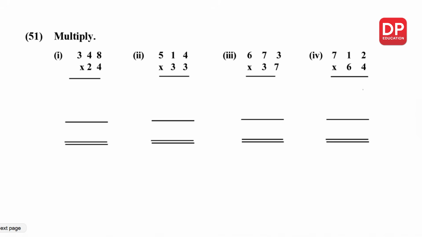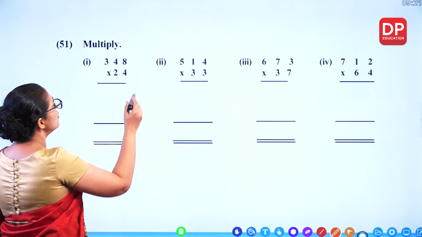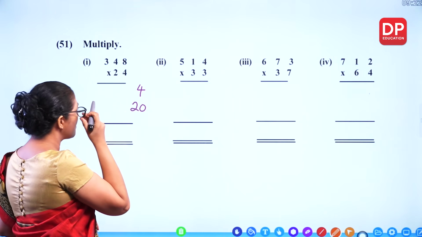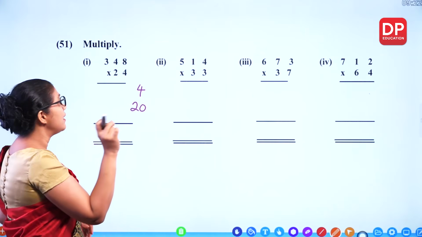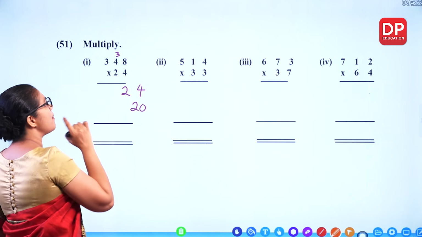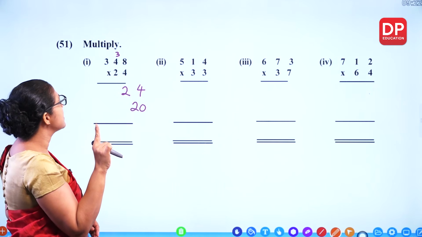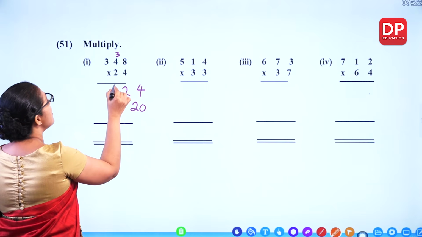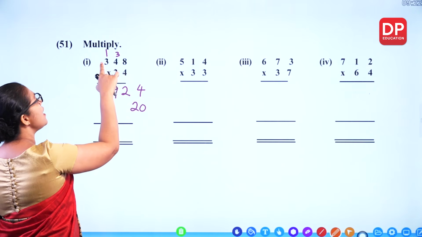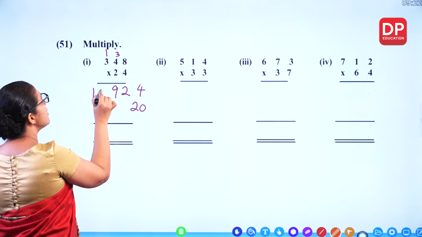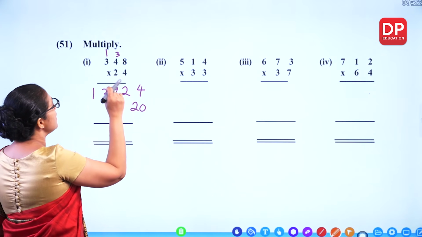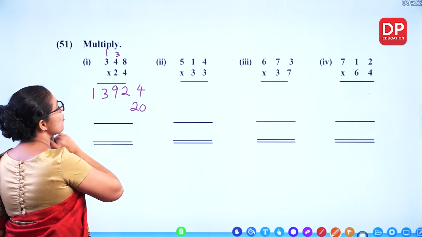We'll multiply now. So I'll do first 4 and then 20. So how do you do it at once? Look carefully. 4 times 8, 32. 3 remaining. 4 times 4, 16. 16 plus 3, 19. 1, you take it there. 4 times 3, 12. 12 plus 1, 13. It's not hard if you can do that at once.